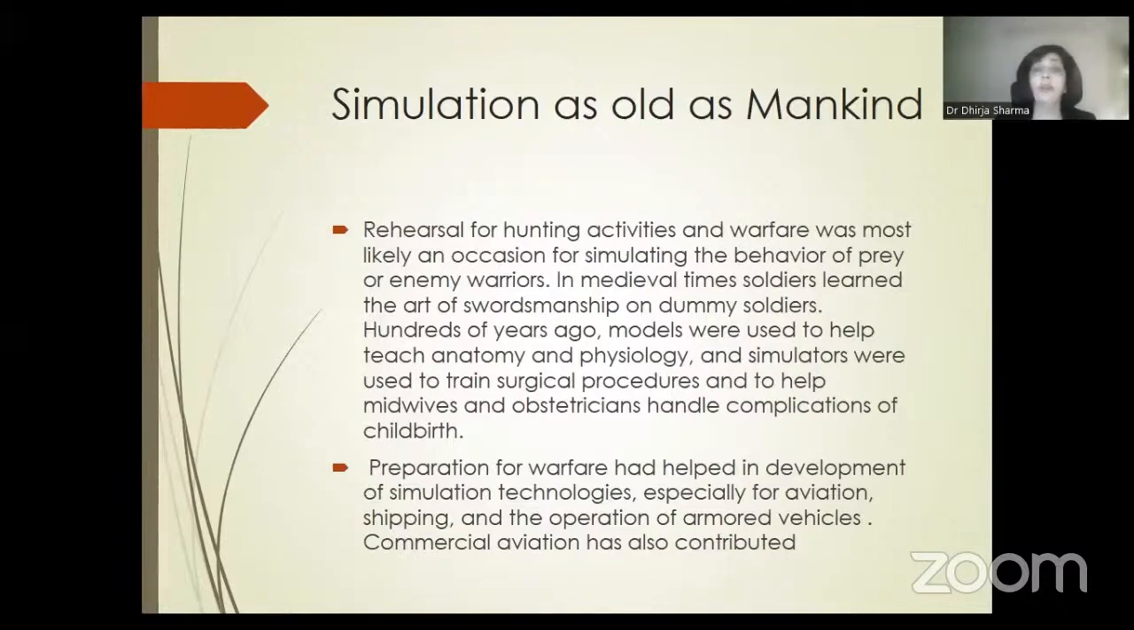In fact, all of us will remember how during a final prof before gynae exam, we will pick up the articulated pelvis and actually simulate the birth of a baby, because that is what we may be asked in the viva. Preparation for warfare had helped in development of simulation technology in last century, especially for aviation, shipping, and the operation of armored vehicles. In fact, in the 20th century, commercial aviation has contributed the maximum to simulation.